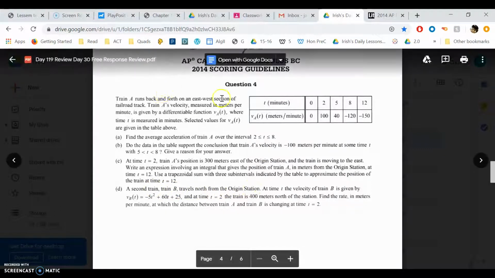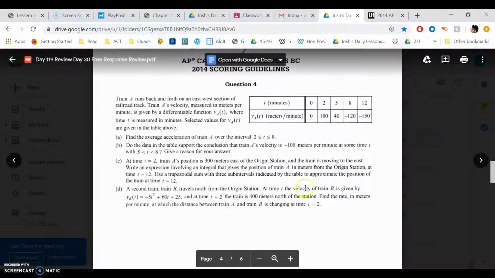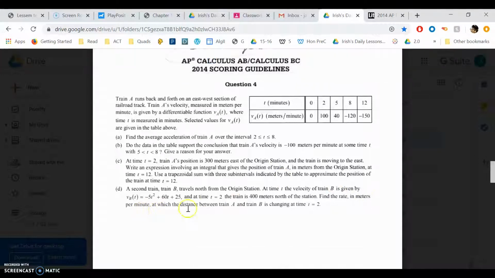Okay, so train A is going east and west. It looks like train B is going north and south. At time t, the velocity of train B is given by v of B equals negative 5t squared plus 60t plus 25. At time t equals 2, the train is 400 meters north of the station. Find the rate in meters per minute at which the distance between train A and train B is changing at time t equals 2.